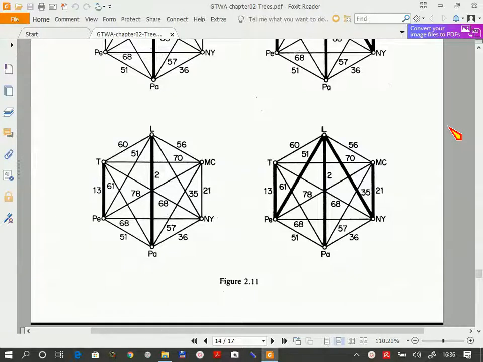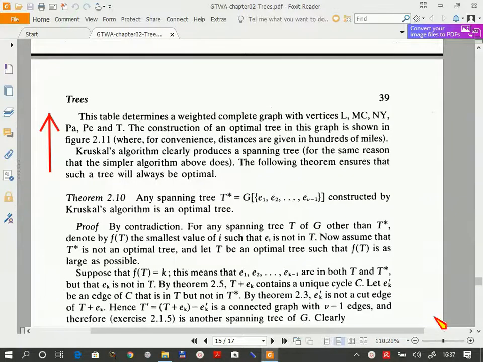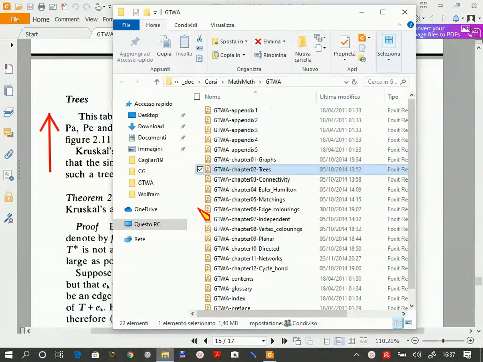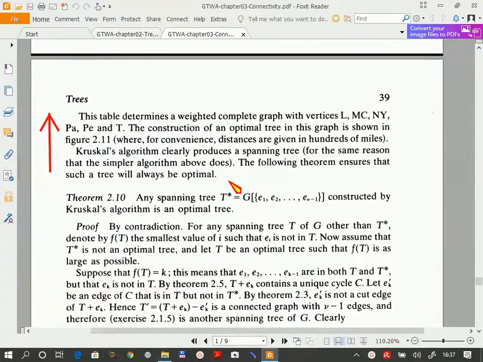Any questions about that? Okay, so this is a first type of optimization, two different types of optimizations. Why? Because we have two different tasks, okay? All right, so now we can go to a new strictly related chapter, which is connectivity.